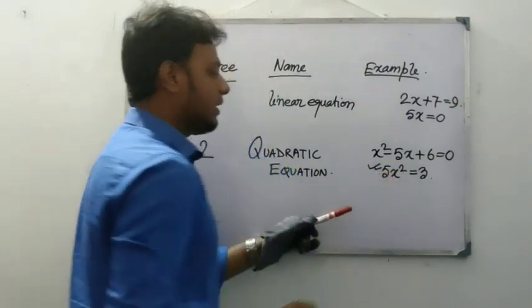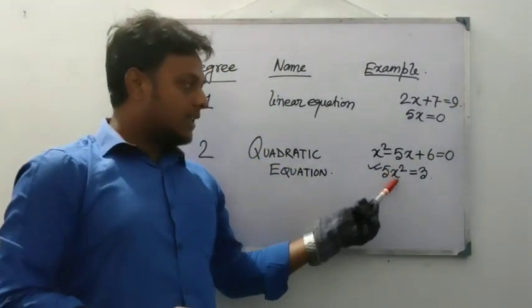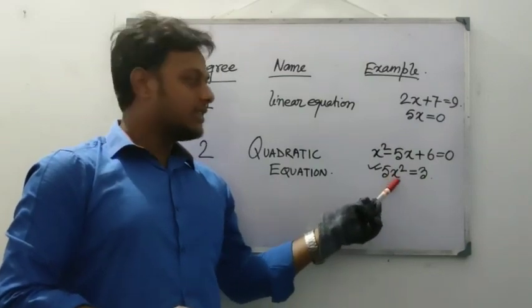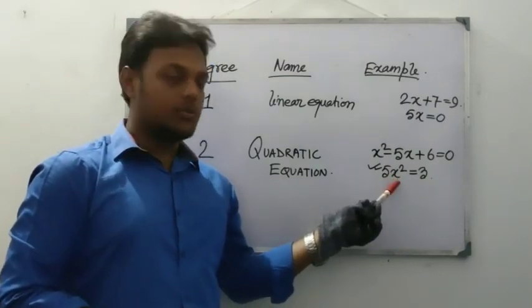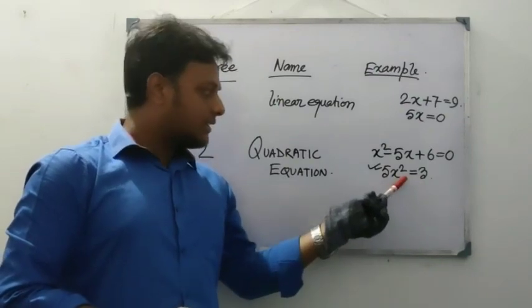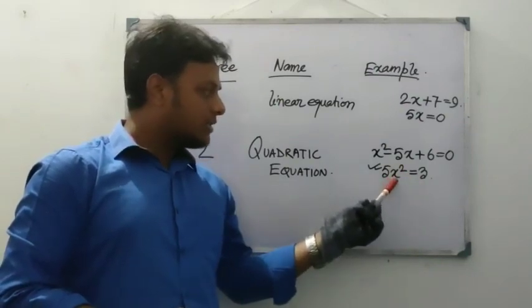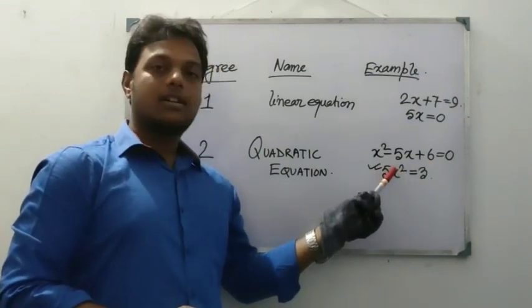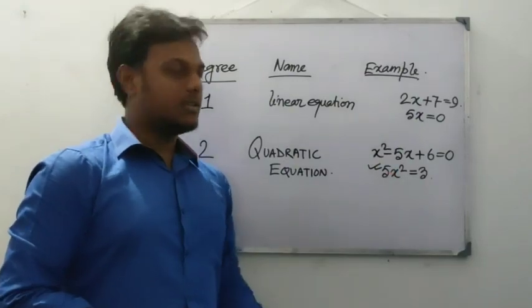Why is this one a quadratic equation? Clearly this is an equation, and what is the variable in this equation? x. x is the variable, that means x is the unknown. Now check the highest power of x. Here only one term with x² is there, so the highest power of x is 2. So this is a quadratic equation, obviously.